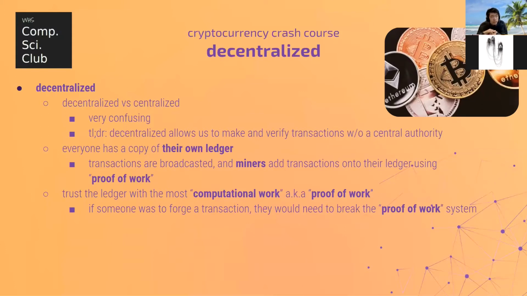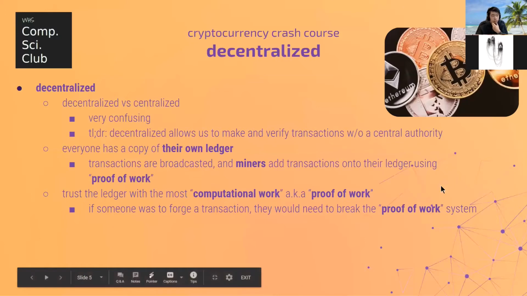And to do this, everybody has a copy of their own ledger, and transactions are broadcasted, and miners add transactions onto their ledger using proof of work. We'll talk about proof of work later, but basically, everyone has a copy of their own ledger, and then miners add the transactions onto the ledger with the proof of work. And you trust the ledger with the most computational work, which is your proof of work. So if someone wants to forge a transaction, they would basically need to break the proof of work system, which would require a lot of power over the public. You would need to control like 50% of all miners basically. But that's also not too important.